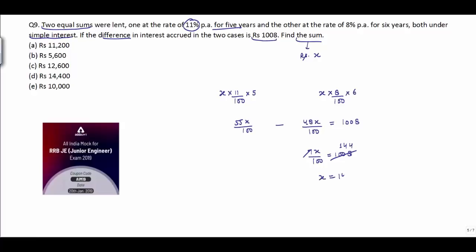7428. So X is equal to 14,400 rupees. This has been given in option D as the correct choice.